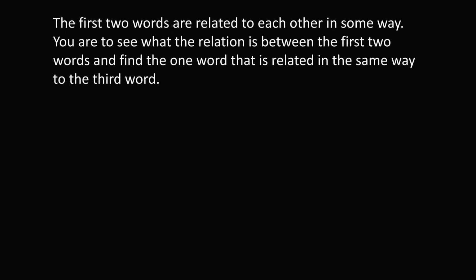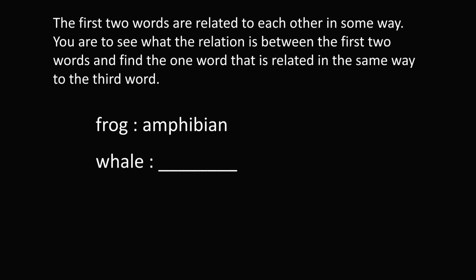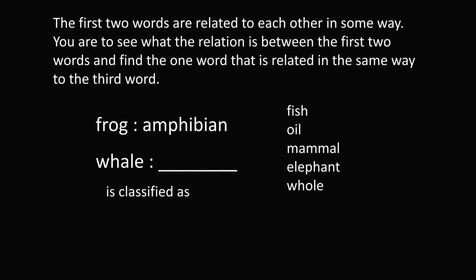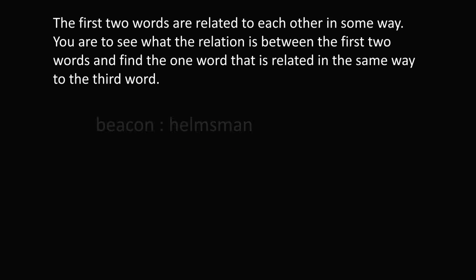Let's do another analogy. Frog is to amphibian as whale is to what? The choices are fish, oil, mammal, elephant, whole. It would seem to me the relationship is that frog is classified as an amphibian, so whale would be classified as a mammal. Let's do another question.